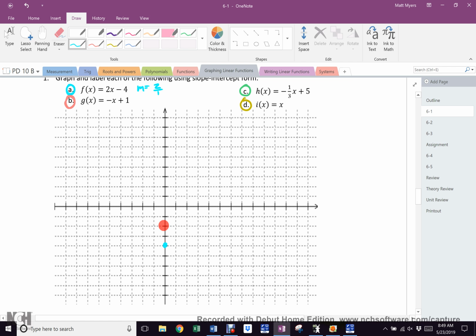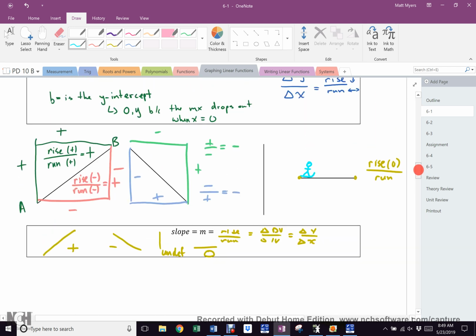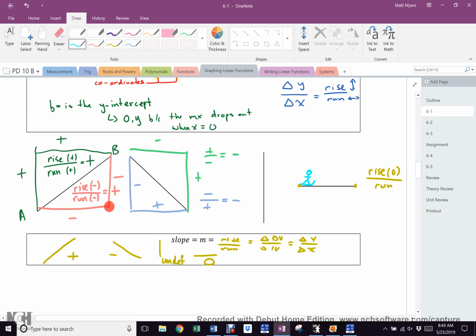How do I run 1? To the right. And then I go down 2 and left 1. And that makes my line. Is everybody cool? Because, as we just drew, and you all told me you understood, if I go down and left, I keep the same slope.